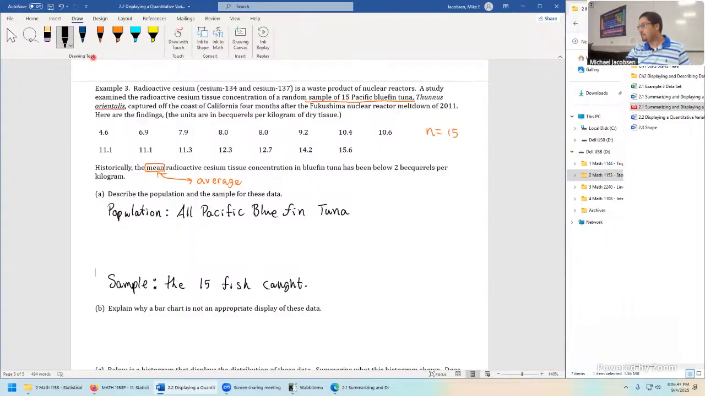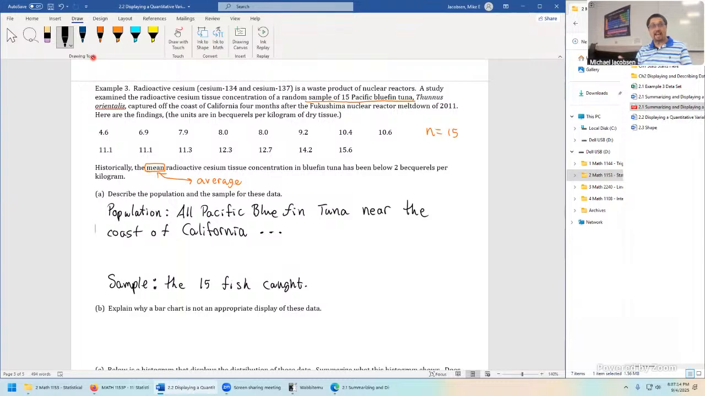So let's say all Pacific bluefin tuna near the coast of California. And still we need more. Can anyone say what else we should say additionally? Exactly. We should say 4 months after the 2011 meltdown.